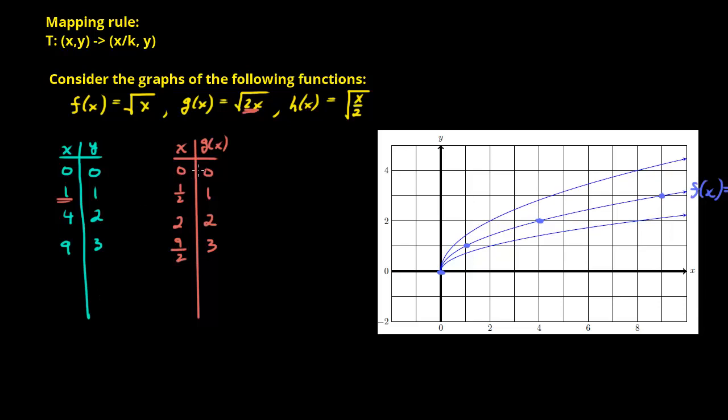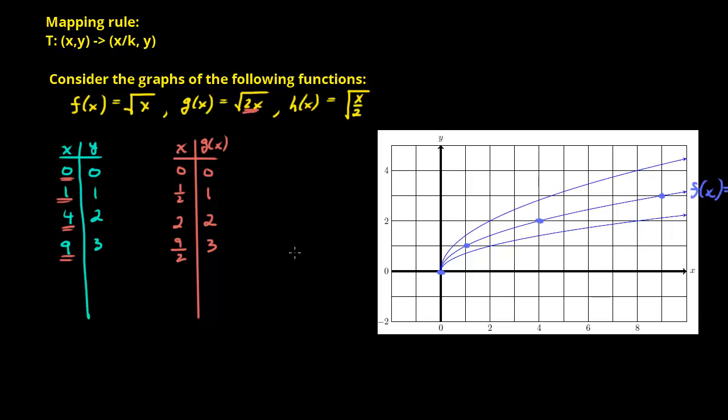So we can see what happens here. We get the same y values, but now all of our x values are divided by 2. So we've divided all of the x values of f of x by 2 to get the x values of the transform points on g of x.